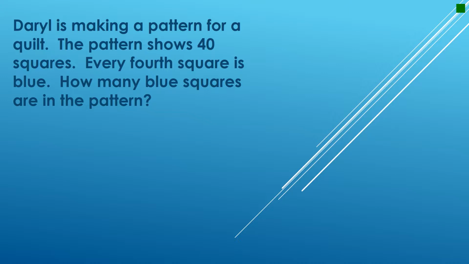All right. So the question says, Daryl is making a pattern for a quilt. The pattern shows 40 squares. Every fourth square is blue. How many blue squares are in the pattern? As I walked around the classroom today and looked at how you guys started this problem, I saw two different strategies being used. Both of them work.